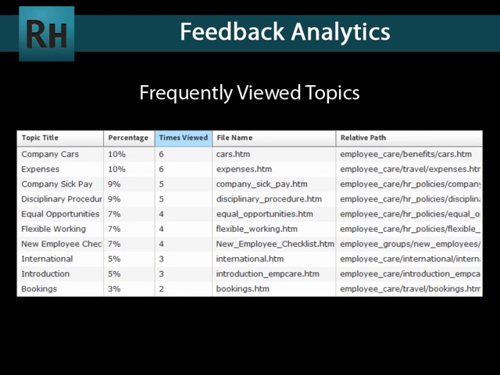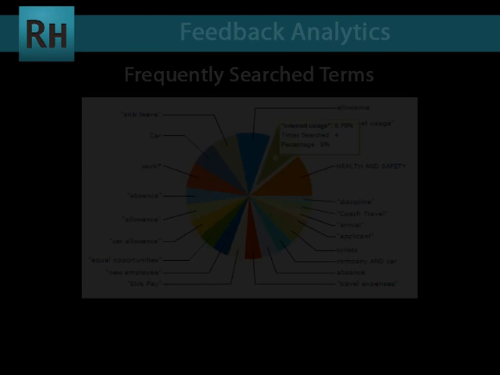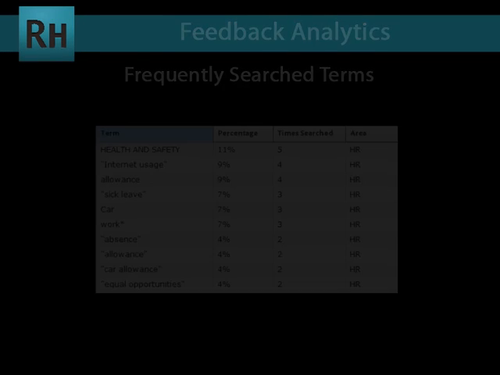Here you can see very clearly the topic title itself, the percentage it has been visited, along with the actual number of times viewed. The file name and the relative path make it easy for the author to locate the topic in the RoboHelp project. Here's the Frequently Searched Terms Feedback Report. You can see in this pie chart how quickly you can determine which terms were most searched for with this summary, and the more detailed view.